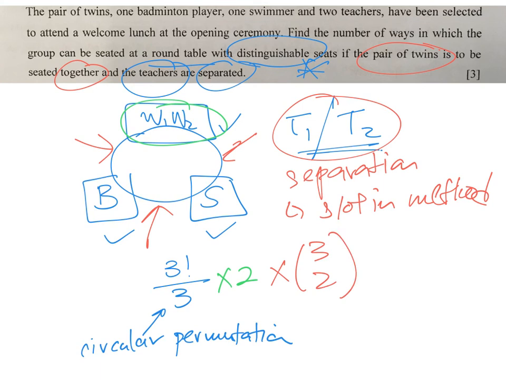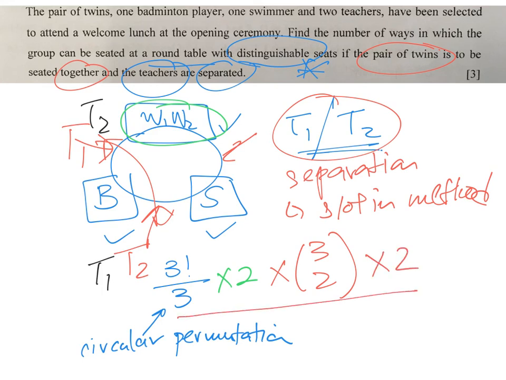Let's say I've selected the slots T1 and T2 for the 2 teachers, and these 2 teachers can actually swap position. So I can have T2 here and T1 in this slot. So I need to multiply by another 2. This is the total possible number of arrangements if the seats are identical. But now, we are looking at seats that are distinguishable. That means all the seats are all different.